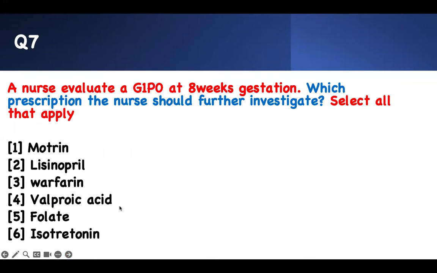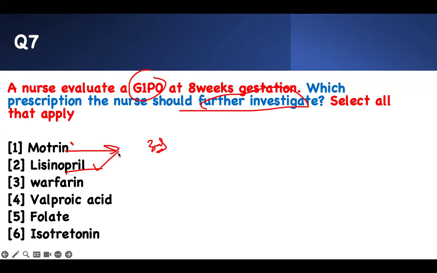Number 7. And let's evaluate the G1P0 at 8 weeks gestation. Which prescription should the nurse further investigate? That means something is wrong. You should not be on this medication. At 8 weeks, you're pregnant. You should avoid certain medications. Motrin is fine until you get to the third trimester, where it can cause premature closure of the ductus arteriosus. So at this early stage, Motrin is okay. I don't need to worry.